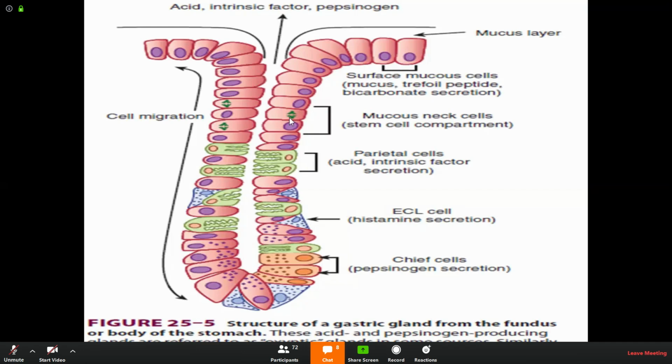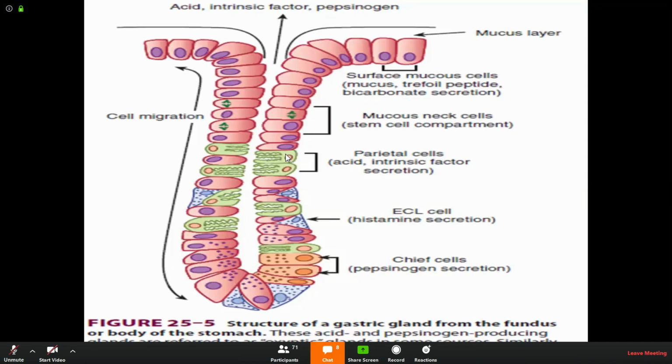So these mucous neck cells act as the stem cells, because after some days the mucous cells are constantly replaced, and these mucous neck cells help in regeneration of the other cells.